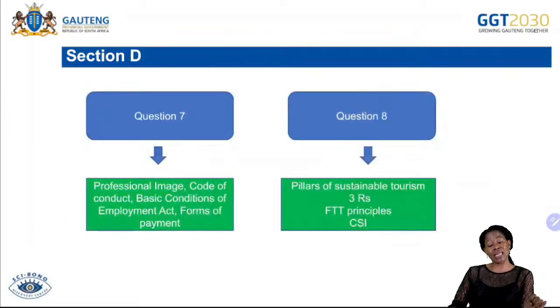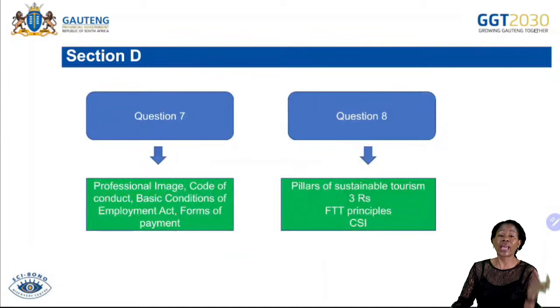We have Section D. In Section D, we have Question 7. Under Question 7, we have professional image. Know what a professional image is. If they give you a company, they ask you something about the professional image. Based on these pictures that will be given, based on the case studies that will be given, know how to identify. When we talk about professional image, what does that mean? Remember, it can be the dress code. It can be the establishment itself.